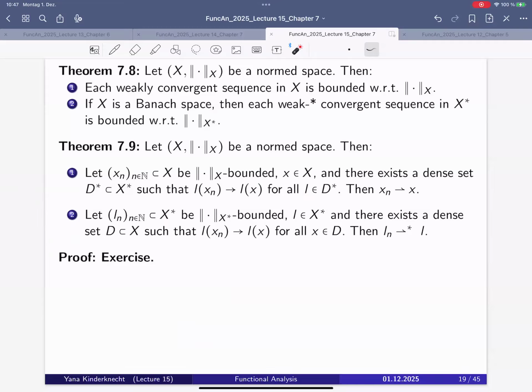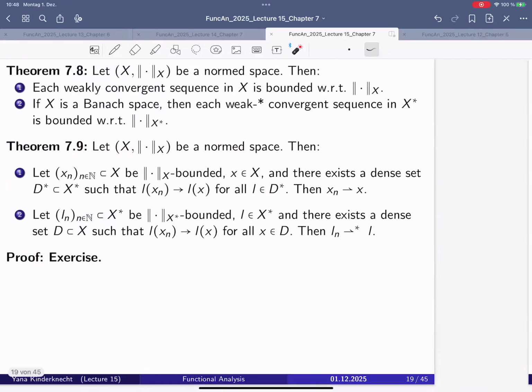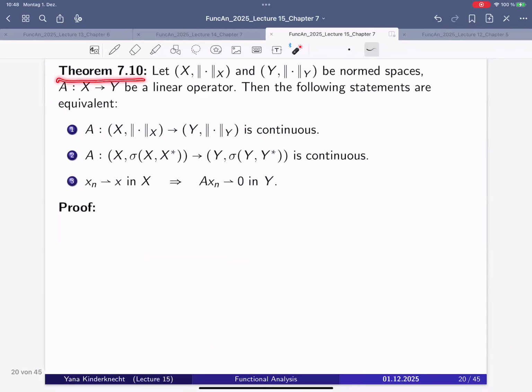Also, of course, you should remember that the topological dual is the set of all continuous linear functions, so continuity is important. Okay, so we go further. It's a kind of criterion for weak or weak star convergence. And we go further. Theorem 10.